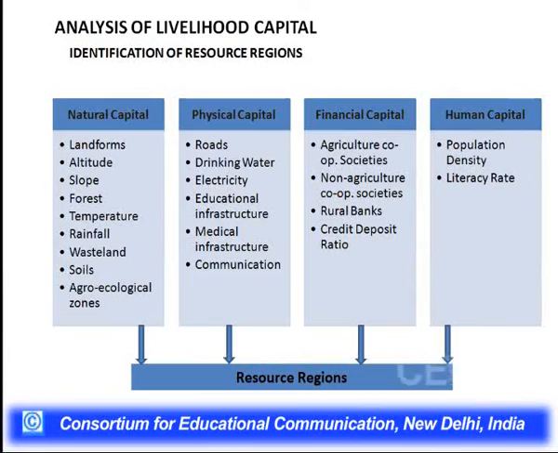agroecological zones. If you consider physical capital, then we have roads, drinking water, electricity, educational infrastructure, medical infrastructure, communication facility. Financial capital includes agricultural cooperative societies, non-agricultural cooperative societies, rural banks, credit deposit ratio. If you consider human capital, then population density, literacy, and health can also be examined here.